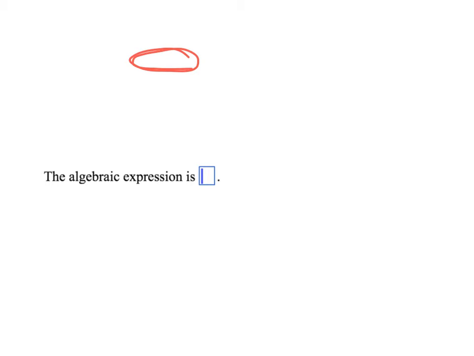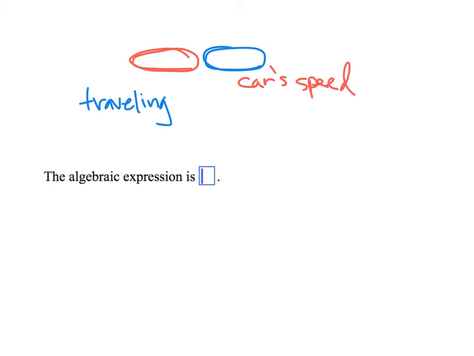So we're going to say x represents a car's speed, and if I'm wrong, I want you guys to tell me, and then I will fix this video. And then b is going to represent the traveling time. So we're going to put traveling time.